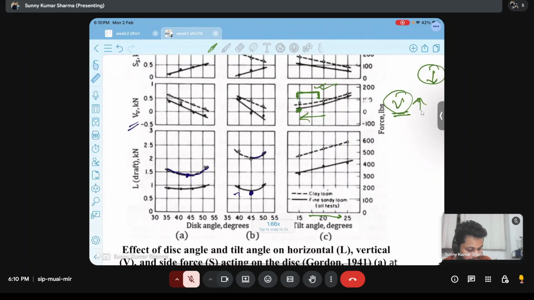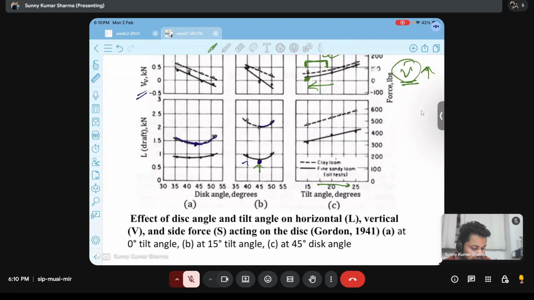And what is the reason for this 45-degree disc angle? At a disc angle less than 45 degrees, we have increased draft, and at an angle greater than 45 degrees also, we have increased draft. The reason we also discussed in the last class. So 45 degrees is the optimum angle for working of the disc plow.